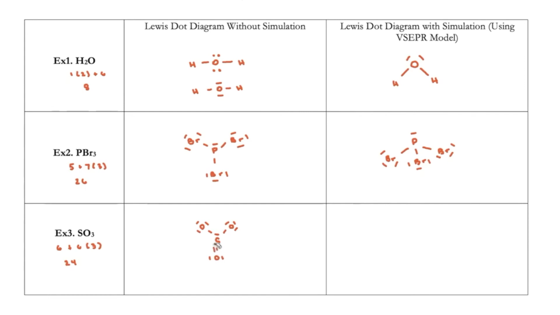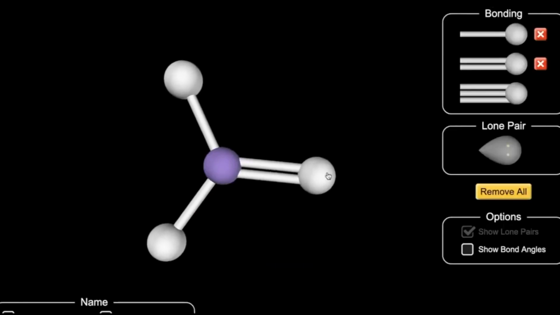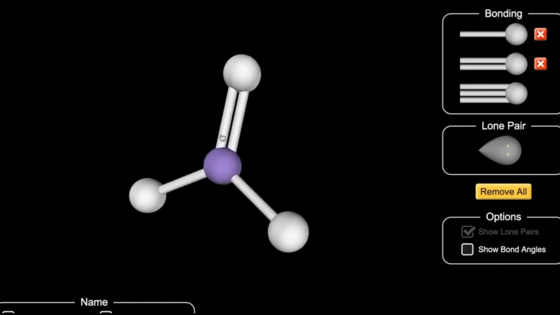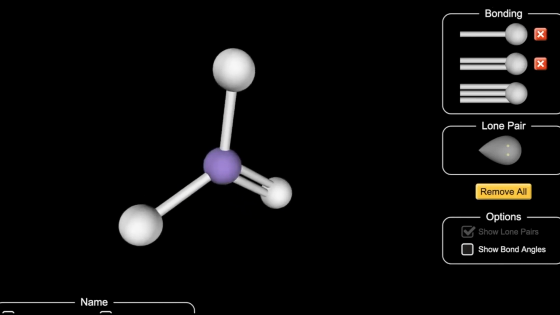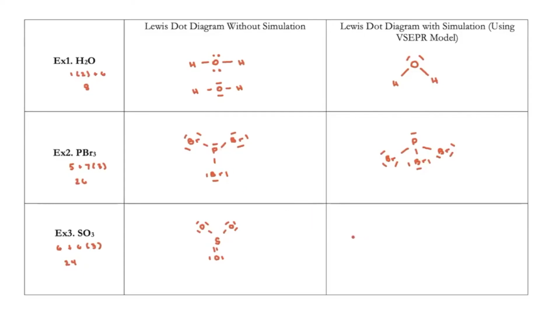Sulfur then has 2, 4, 6, 8, 10. So I'm going to get rid of that lone pair there. Now I'm using 2, 4, 6, 8, 10, 12, 14, 16, 18, 20, 22, 24, and I am good to go. Let's see what this looks like using the simulation. All right, so the correct model is actually exactly what we just drew.